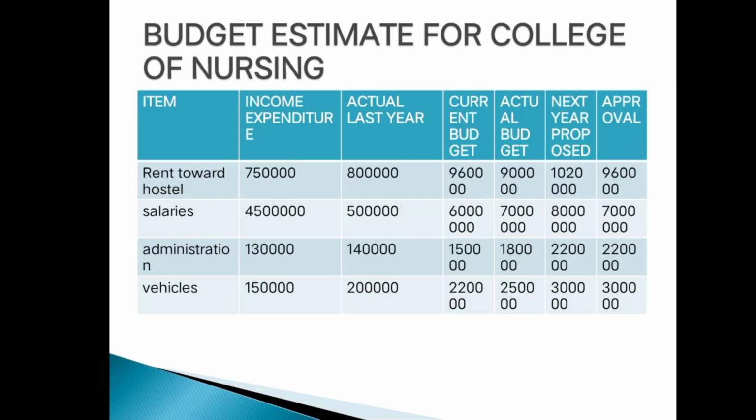So this is the example of the College of Nursing budget. Previously we have seen the hospital budget. This is now the College of Nursing budget. So rent towards the hostel, salaries, administration purposes, and the vehicles, we will be doing the planning of the budgeting. For example, they will be planning based on the last academic year. So last year's budget is compared, and then the current year's budget is planned.